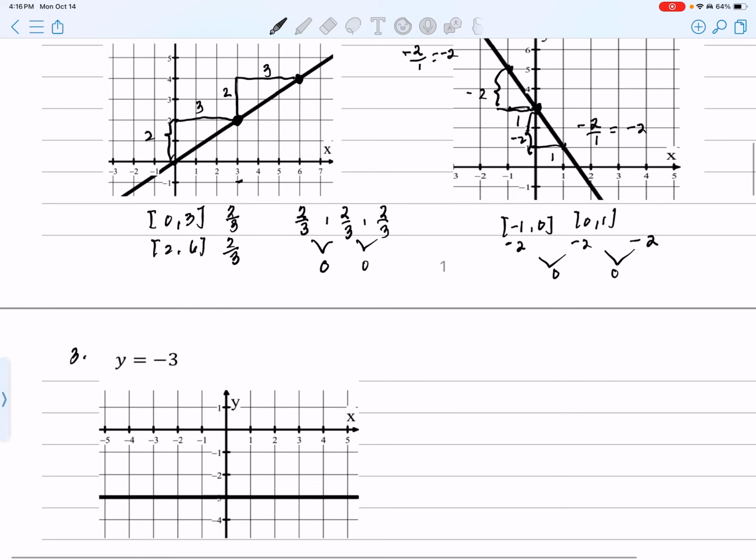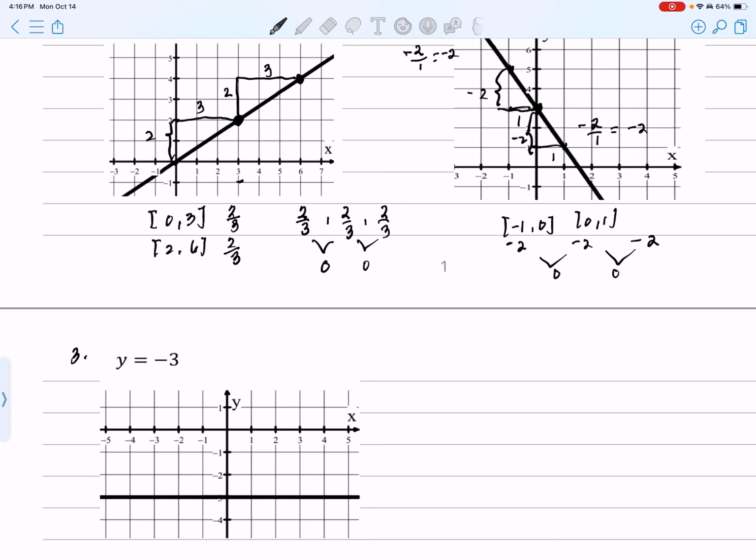In number 3, okay, what do we have in 3 right here?